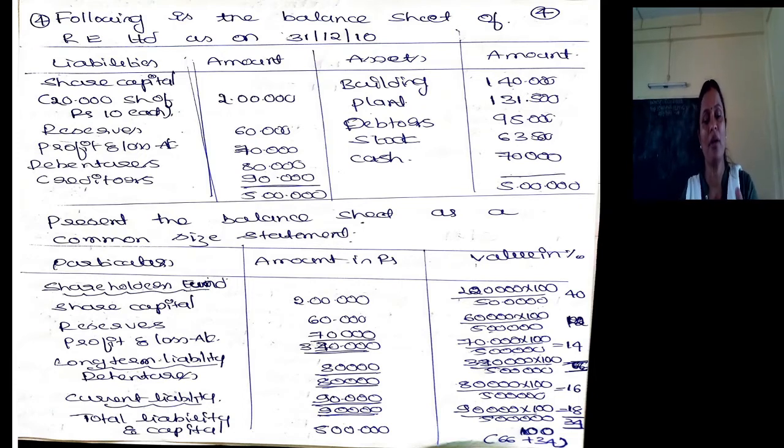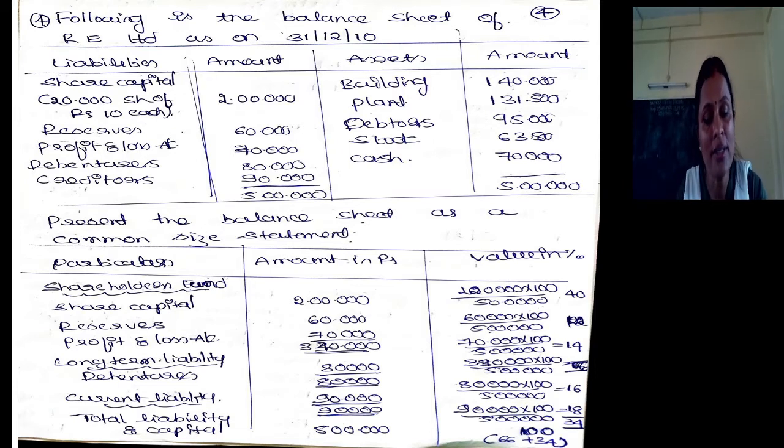Once we arrange items till total liability, considering the liability side as it is, we can calculate value in percentage. You know that under a common size balance sheet, each and every liability is compared with total liability because total liability is considered as 100. So here 5 lakh is considered as 100. If 5 lakh is 100, what is 2 lakh? It is 40%. What is 60,000? It is 12%. What is 70,000? It is 14%. So total shareholders fund is 66% of total liability and capital.